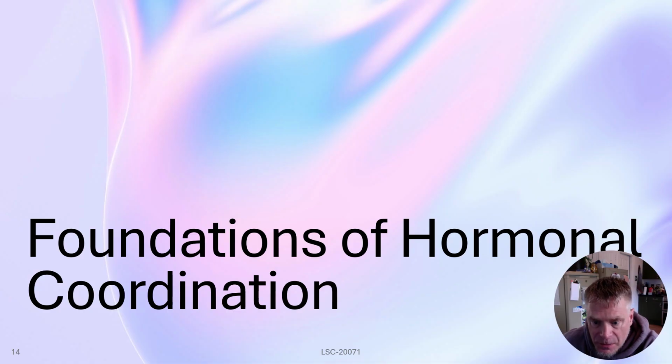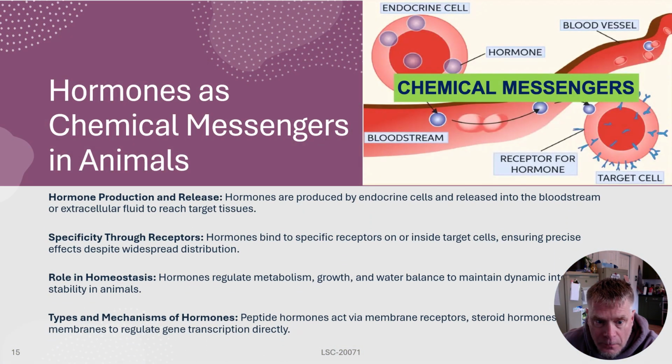So this next section of our talk today, we've got the foundations of hormonal coordination, with hormones as chemical messengers in animals. The hormones are produced by the endocrine glands, released into the bloodstream or extracellular fluid, and then they reach target tissues. So these chemical messengers are traveling in the blood. There's specificity through the receptors. So it'll only bind to specific receptors on or inside the target cells, and that ensures precise effects.